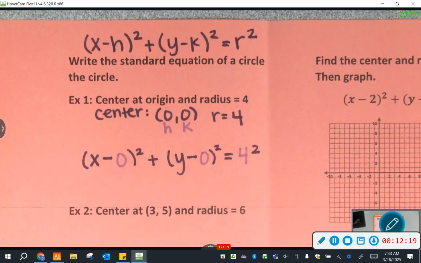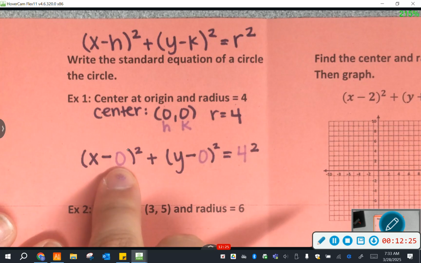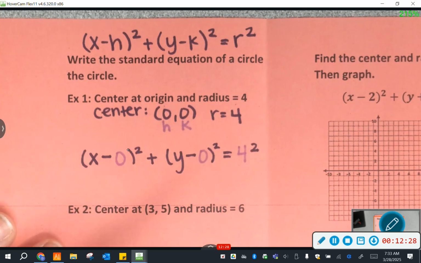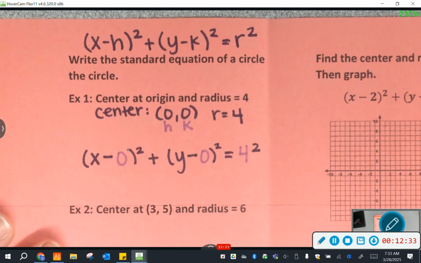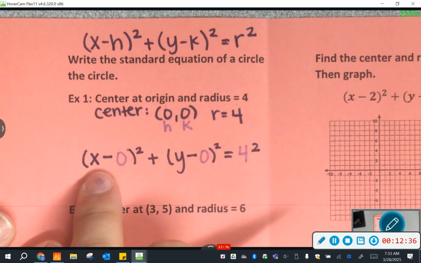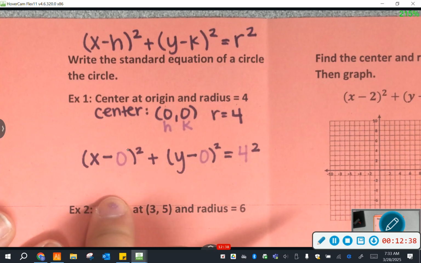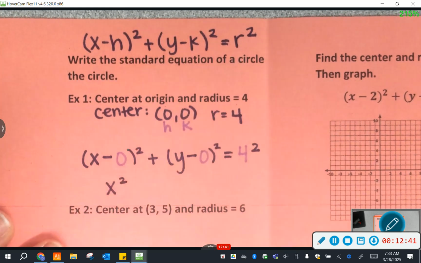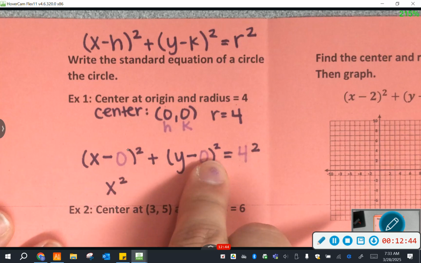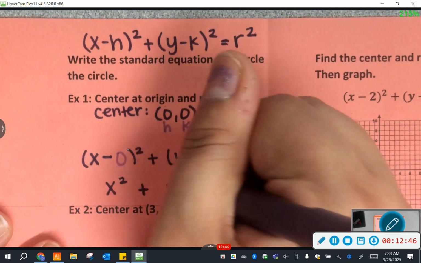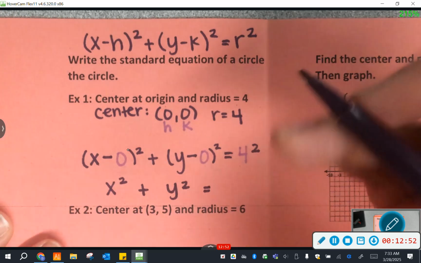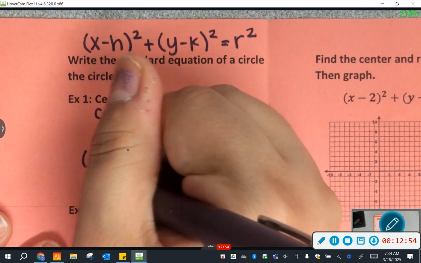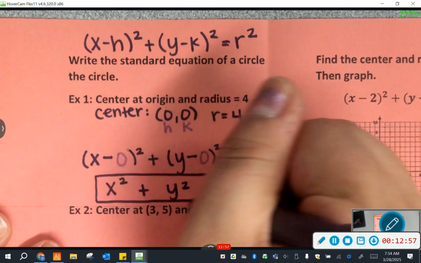Now, we're not done, because I actually want you to do this out. What is anything minus 0? It's the same thing. I know, I set y'all up, that was a bad question. Do you agree x minus 0 is just x, so this is going to be x squared. What is y minus 0? So this is going to be y squared. And what is 4 squared? 16. And y'all, this is the answer.